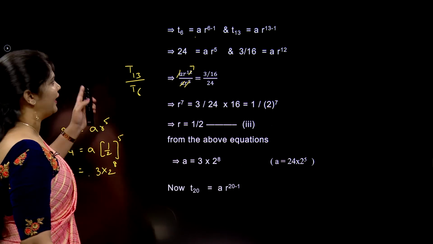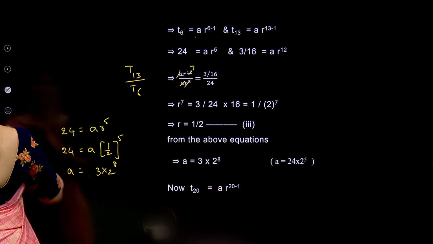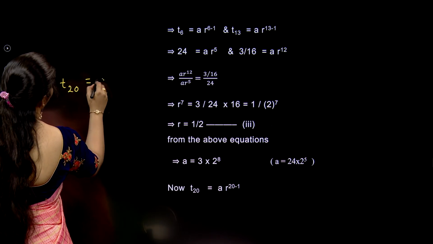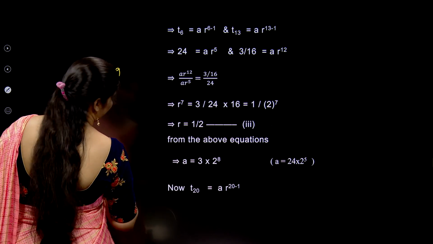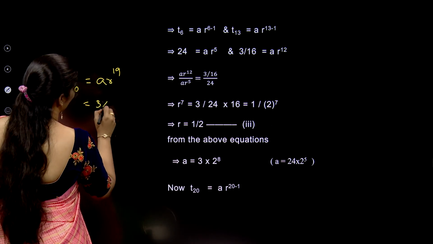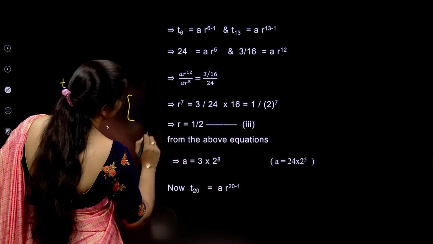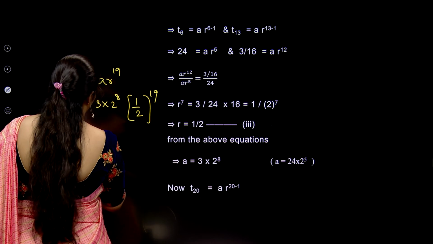Now we have to find the 20th term. So T20 equals A r power 19. What is the value of A? A is 3 into 2 power 8 and r value is 1 by 2, 1 by 2 whole power 19.